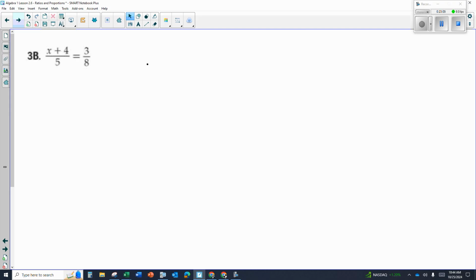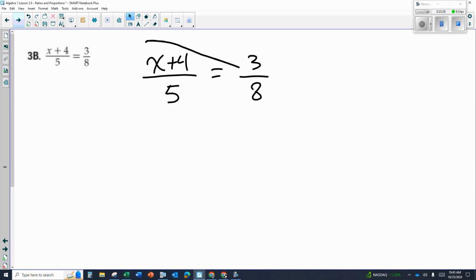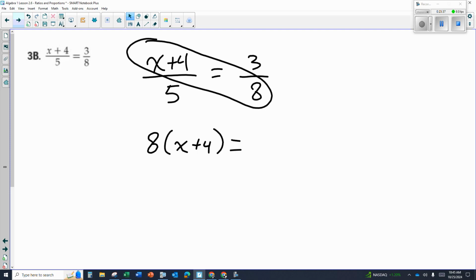So here we've got x plus 4 in the numerator. That's being compared to 5. So your ratio of the sum of x plus 4 and 5 is equal to the ratio of 3 to 8. And we're going to use, if one ratio is equal to another, we can set the cross products equal to each other. So I'm going to set this up a little different. I'm going to put 8 times the quantity x plus 4 and set that equal to 5 times 3.